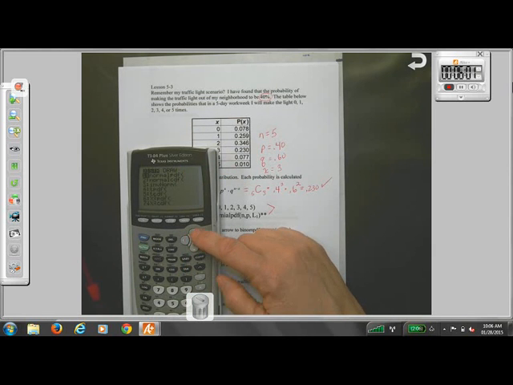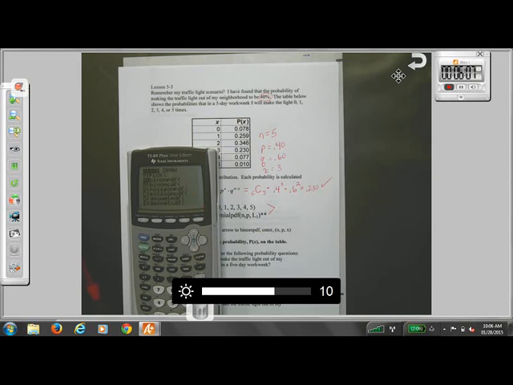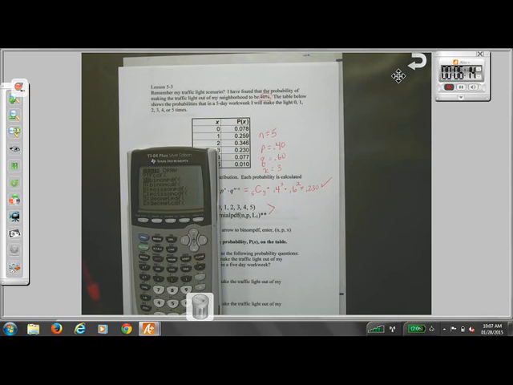I'm going to arrow up. Arrowing up, I'm going to go to the binomial. There's the binomial distribution. It's called a binomial, B-I-N-O-M, and the probability density function is what the PDF stands for.